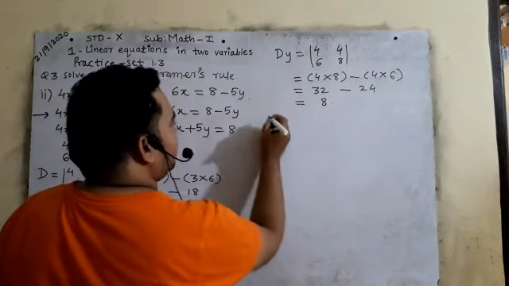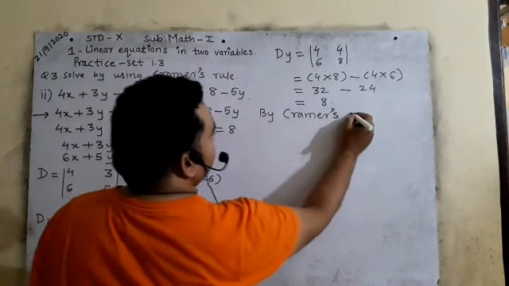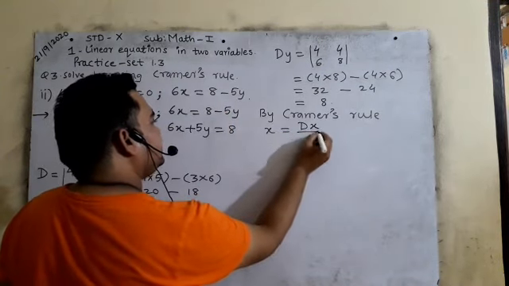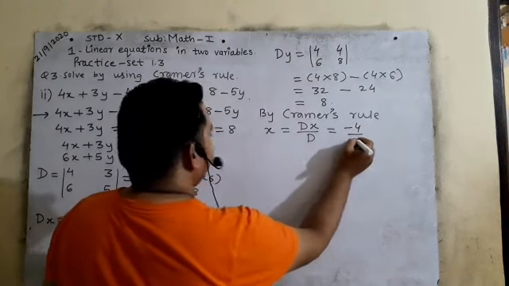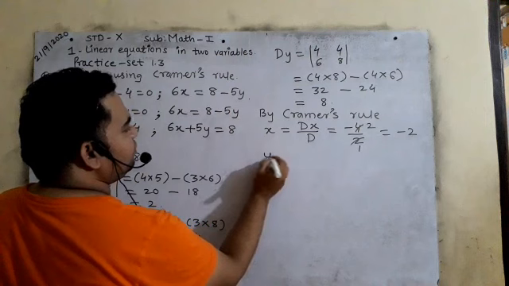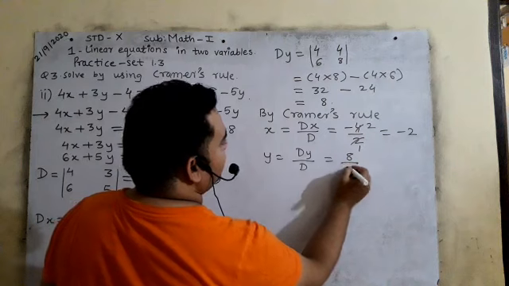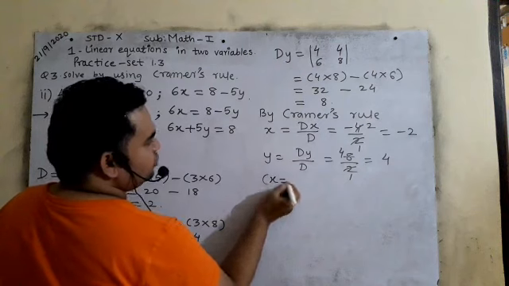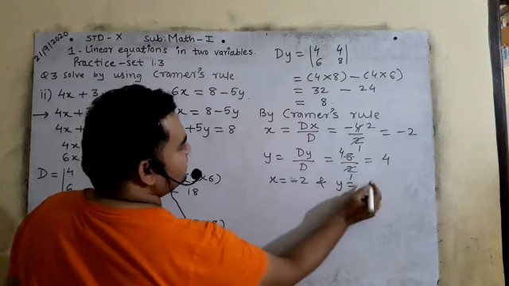8. Okay. Now by Cramer's rule, we will find the value of x, the coordinate of x, by using dx upon d. So dx is how much? Dx is minus 4 and d is 2. 2 1s are 2, 2 2s are 4. So the answer is minus 2. Now we will find y. dy upon d. What is dy here? 8 upon 2. 2 1s are 2, 2 4s are 8. So y is 4. So x is equal to minus 2 and y is equal to 4.